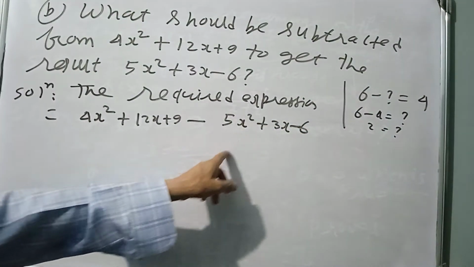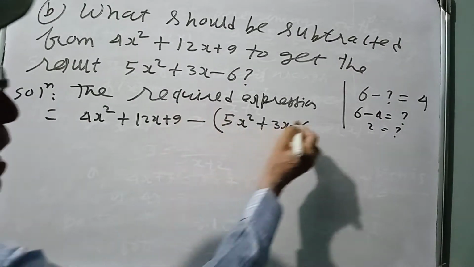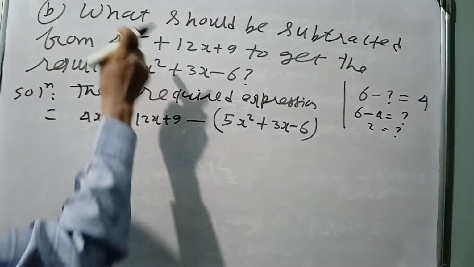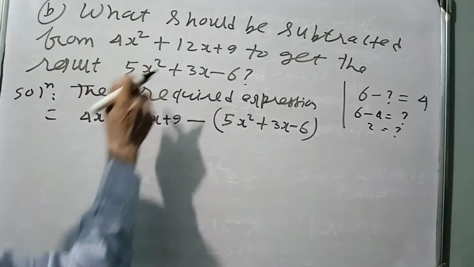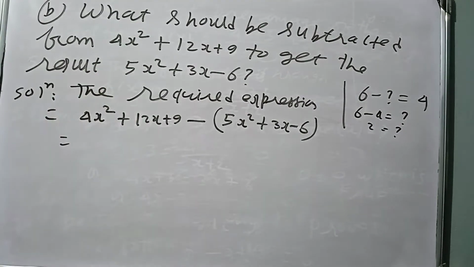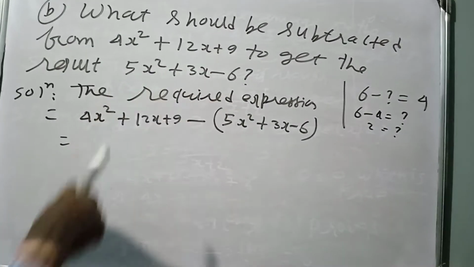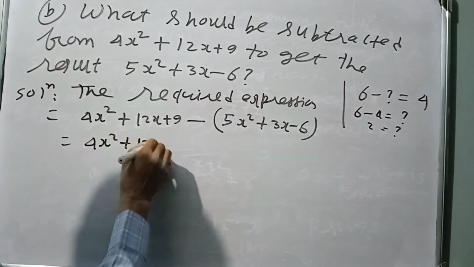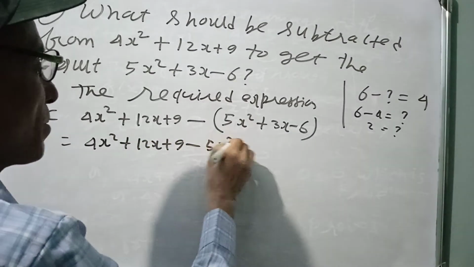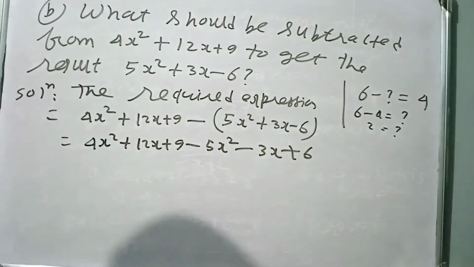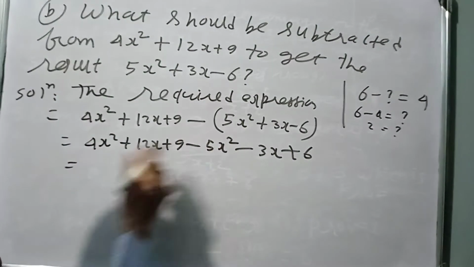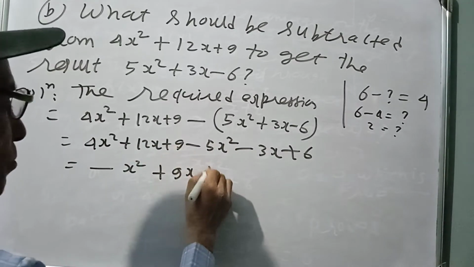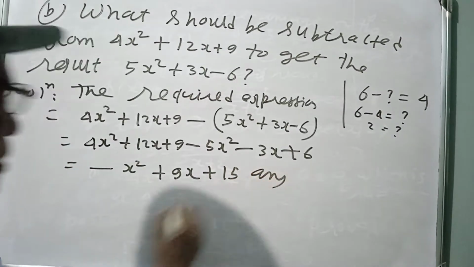Is this correct? No. What should be done? Minus. Remember, minus. Why? Whatever we get when we subtract the whole result from this is the required expression. So from 4x square plus 12x plus 9 subtract the result: 4x square plus 12x plus 9 minus 5x square minus 3x plus 6. Then this minus this gives minus x square plus 9x plus 15. This is the required expression.